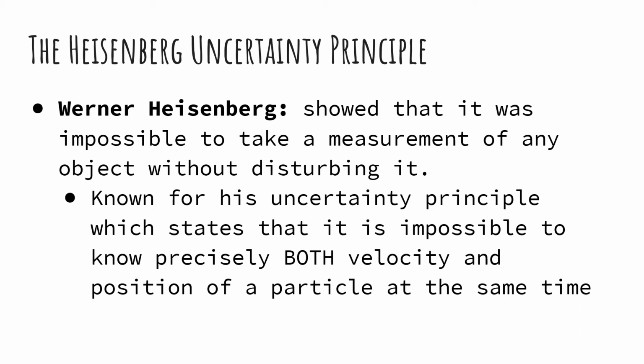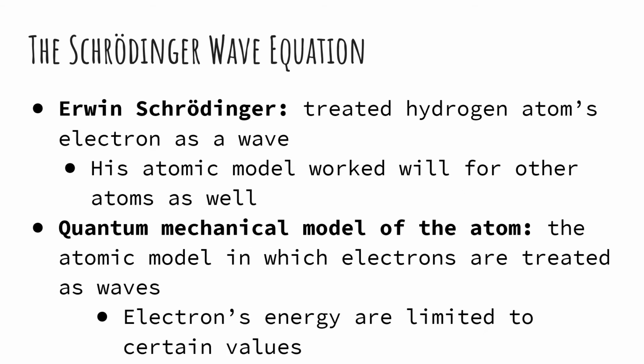To continue this research, in 1926, Austrian physicist Erwin Schrödinger furthered the wave-particle theory, which treated the hydrogen atom's electron as a wave. This new model for the hydrogen atom seemed to apply equally well to all other atoms of elements. This model became known as the quantum mechanical model of the atom. In this model, electrons are treated as waves, and electrons' energies are limited to certain values.